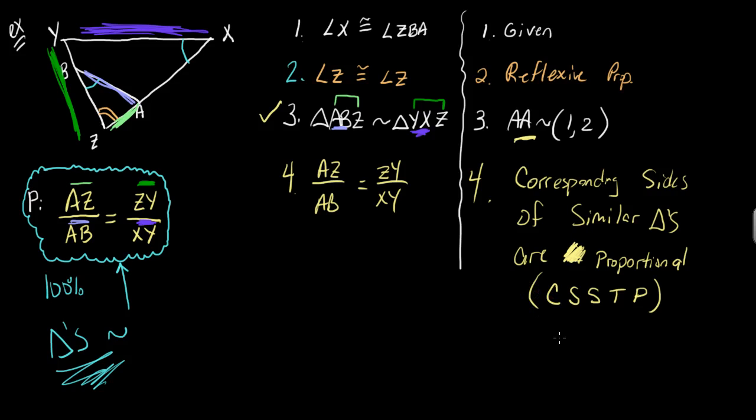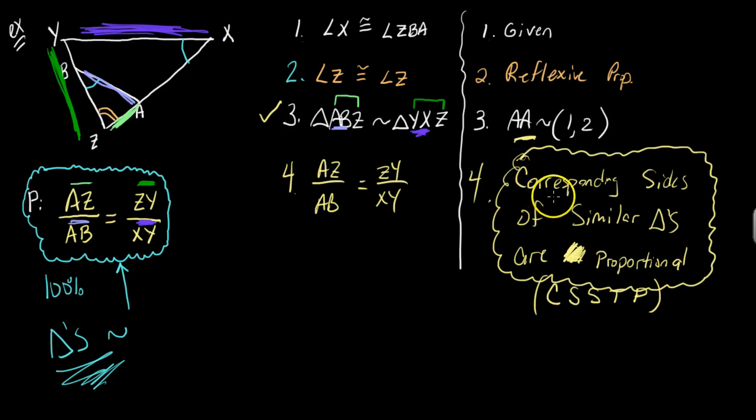So even though I said that you can use CSSTP, you know what? I still want to see this. I still want you to write this out because it's going to be very valuable for you to write all that out. I know you're like, no way. It will be, because then you're going to learn a lot better. So I want to see this. Corresponding sides of similar triangles are proportional. That's your reason why that right there is true.